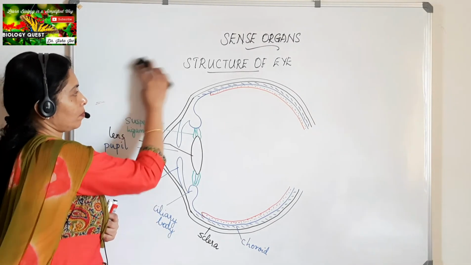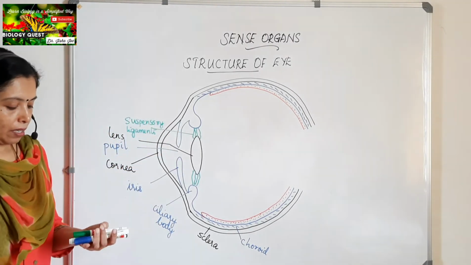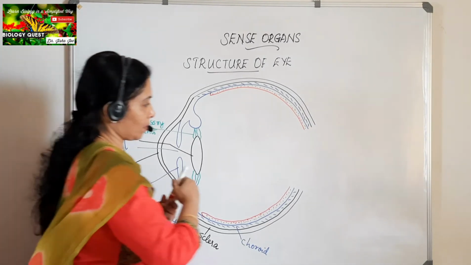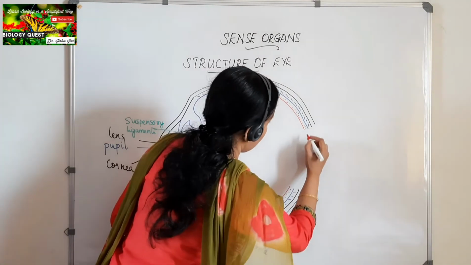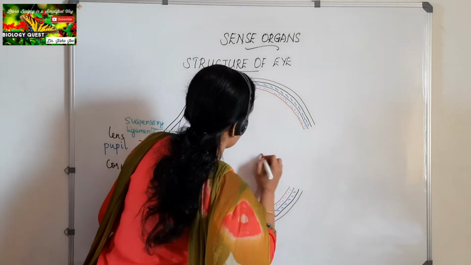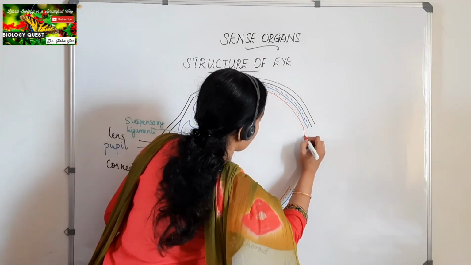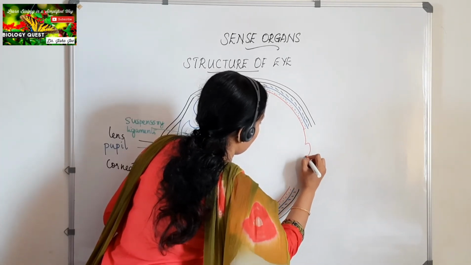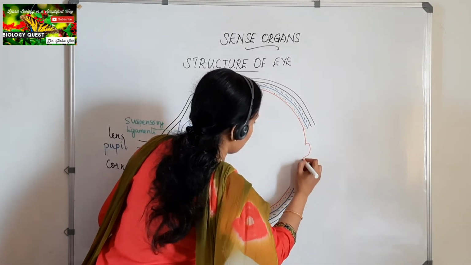Now the yellow spot is a region on the retina. It is almost opposite on the horizontal axis. Opposite to the lens, you can see the yellow spot.